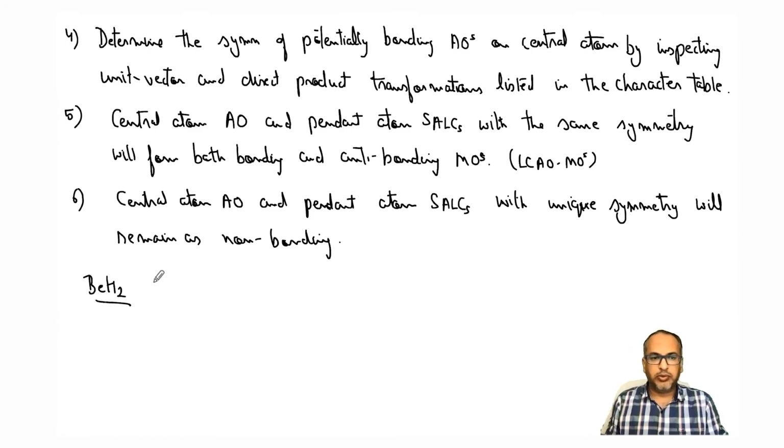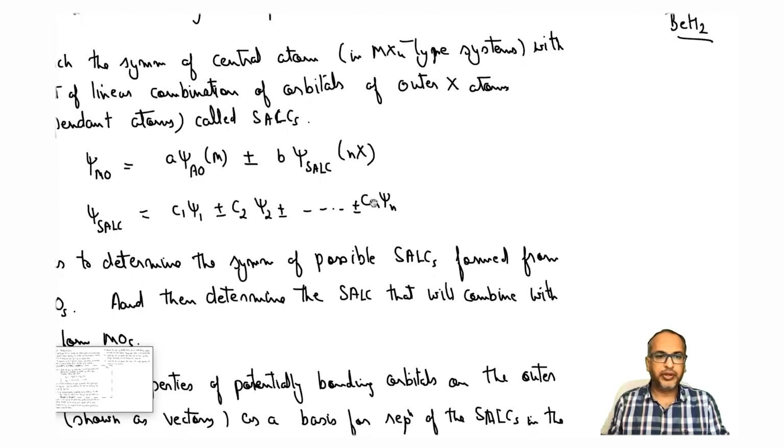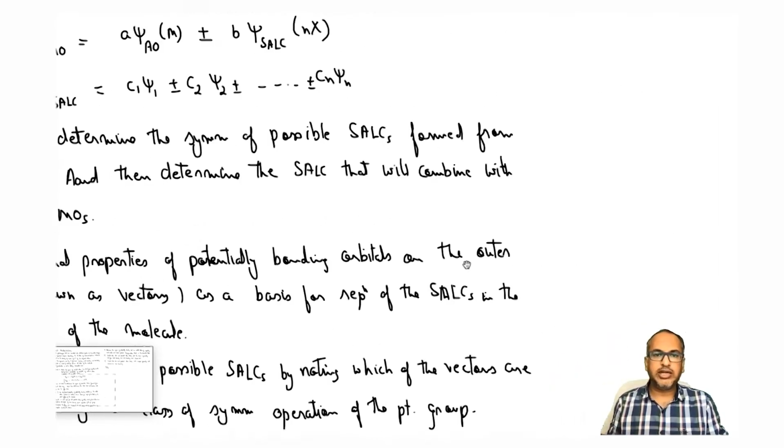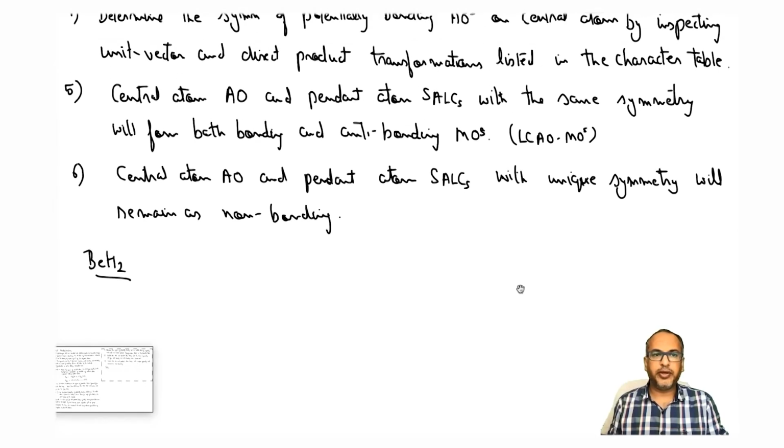Okay. So we said that we have to start with directional properties. So the first step is to use directional properties of potentially bonding orbitals on the outer atoms as a basis for representation. So what is that directional property? What do I mean?